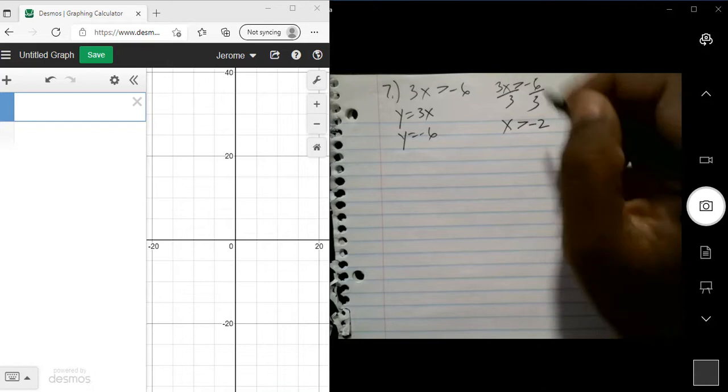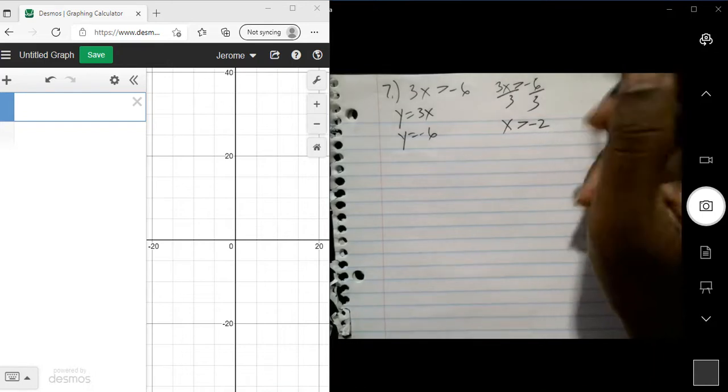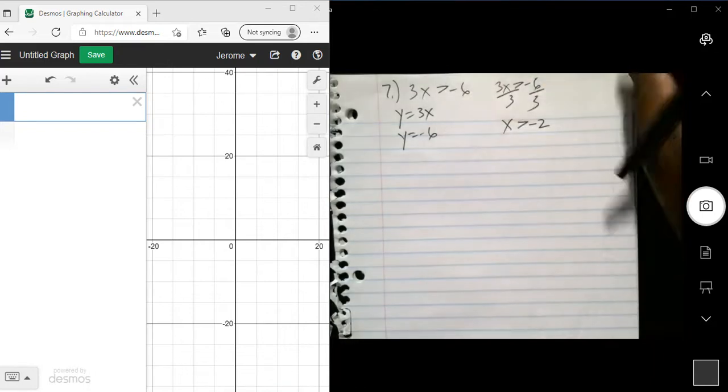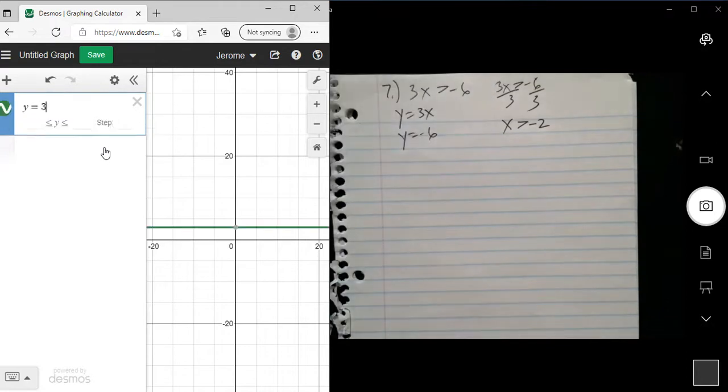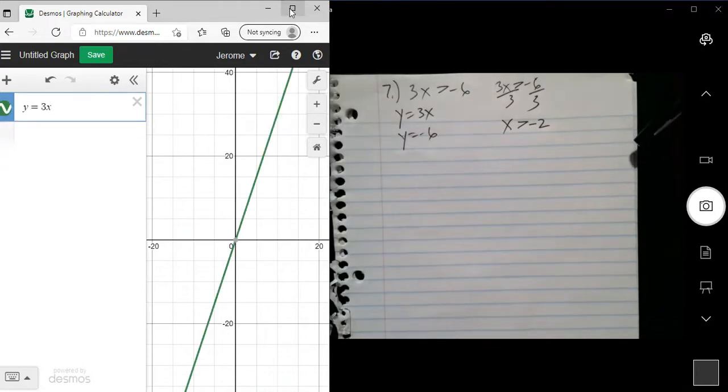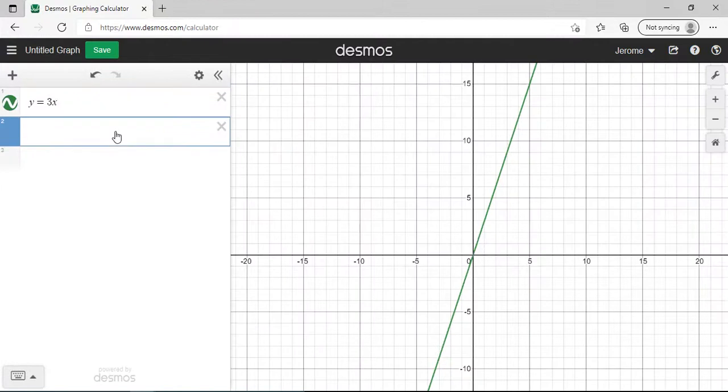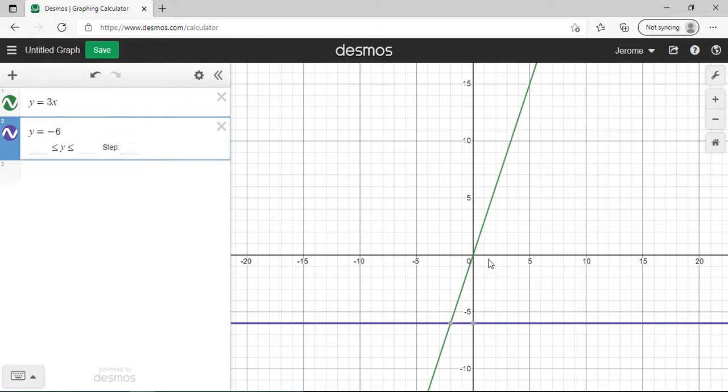So now we have x is greater than -2. Now we're going to do some graphing. First, we're going to use Desmos, and we will type in y is equal to 3x, and that gives us this line. Let me expand this out a little bit. And then we will have y is equal to -6. If you notice, it gives us this second line as well, and we see our intersection point. The solution for these two lines would be -2, -6.